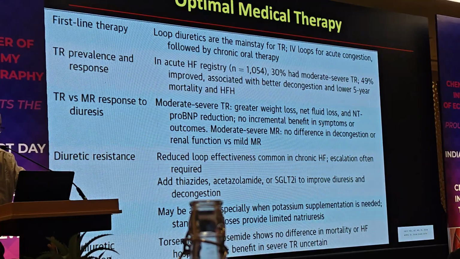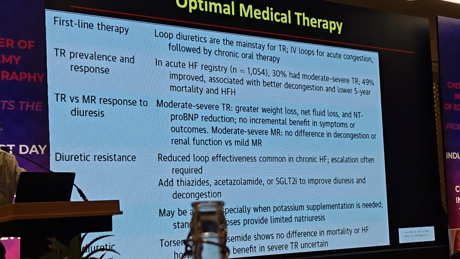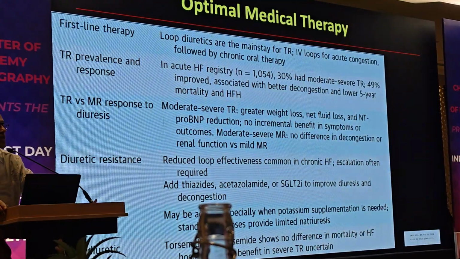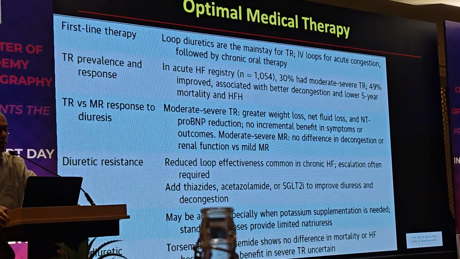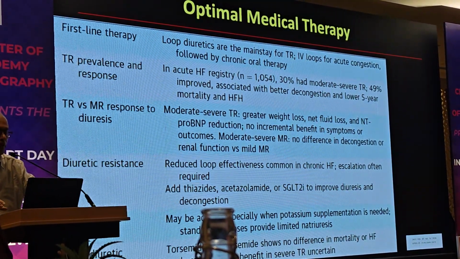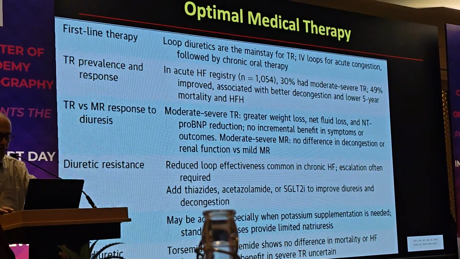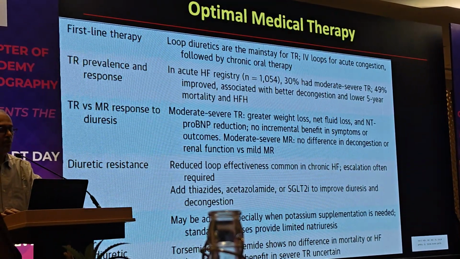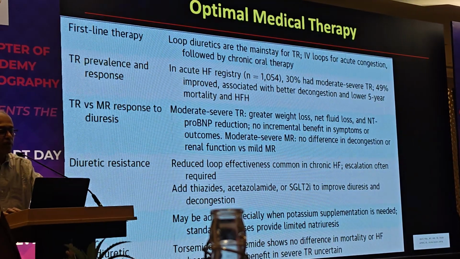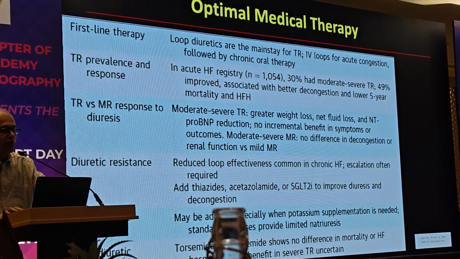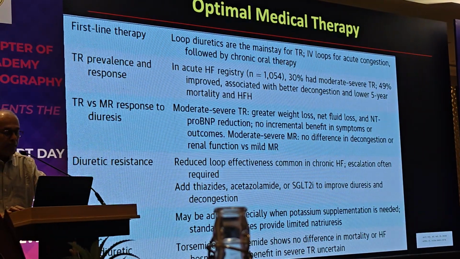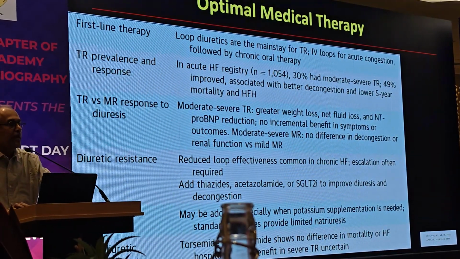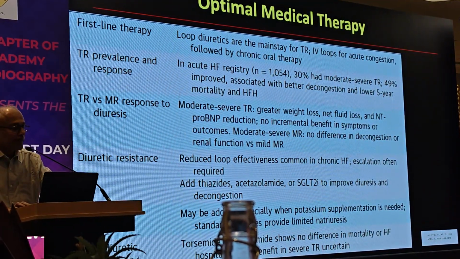This is just from one of the publications which came out this year, and they had an overview of some registry data. The first line therapy is always going to be loop diuretics, and IV in terms of acute presentation. In the acute heart failure registry, they found that 30% had moderate to severe TR, and half of them improved with good decongestion. And in terms of TR versus MR, the diuresis responded better with TR.